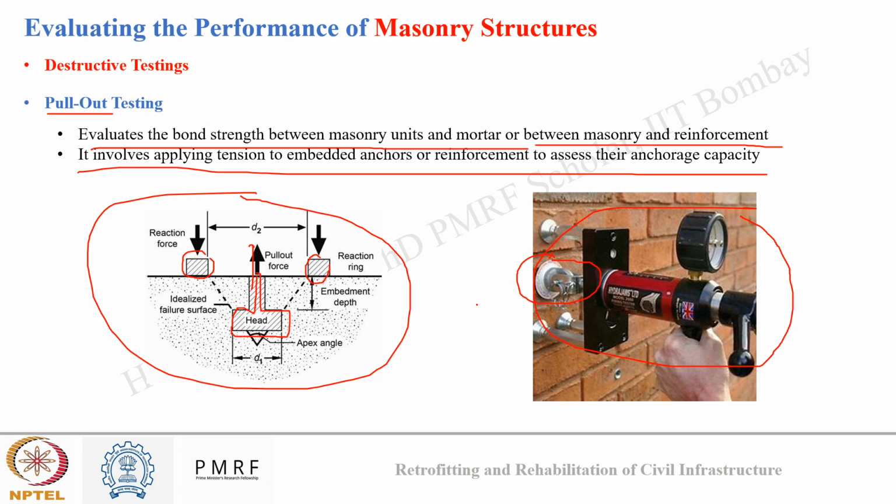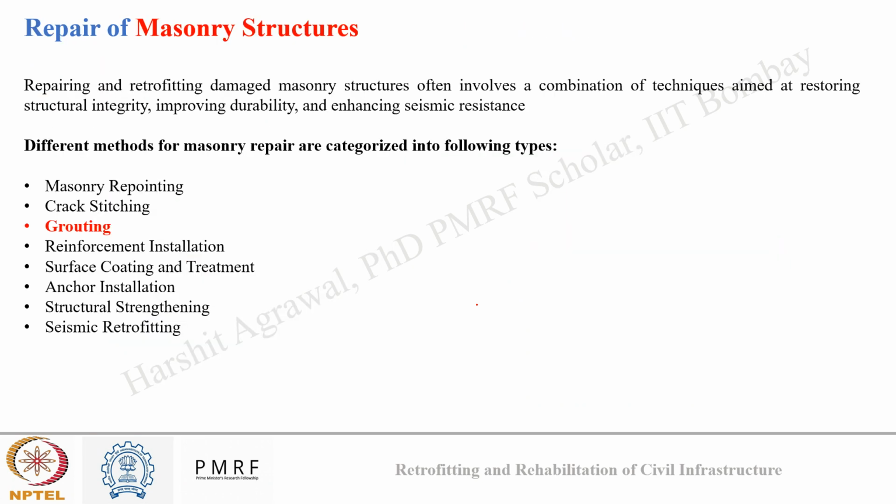Now, once we know the type of defect, the reason behind the defect, and the intensity or severity of the defect, we can go forward with making the choice of either repair or retrofitting. Damage repair and retrofitting of damaged masonry often involves a combination of several techniques which are aimed to restore the structural integrity, improve durability, and enhance the seismic resistance of the masonry.